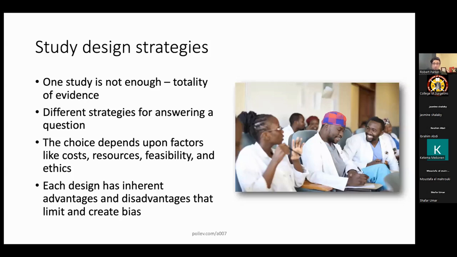So if you ever go to a research conference, sometimes there will be someone in the audience who asks a question or tries to tell you that your research study is flawed. Yes, no matter what study you design, there will be flaws. And that's okay, right? We're just trying to come up with the best study design to answer the question.